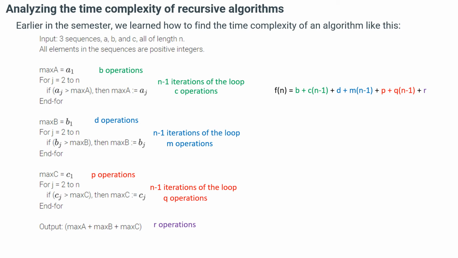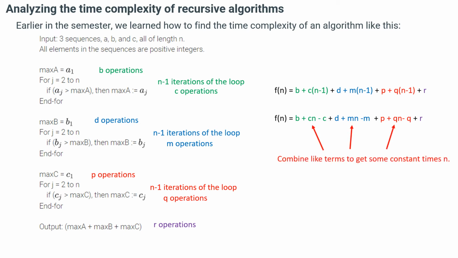So that would be the beginning of our time complexity function, but then we would want to simplify it as much as possible. So first of all, we could get rid of the parentheses by using the distributive property. And then let's combine all the like terms. So combine the terms with an n in it. So we'd have a C plus M plus Q in front of the n.